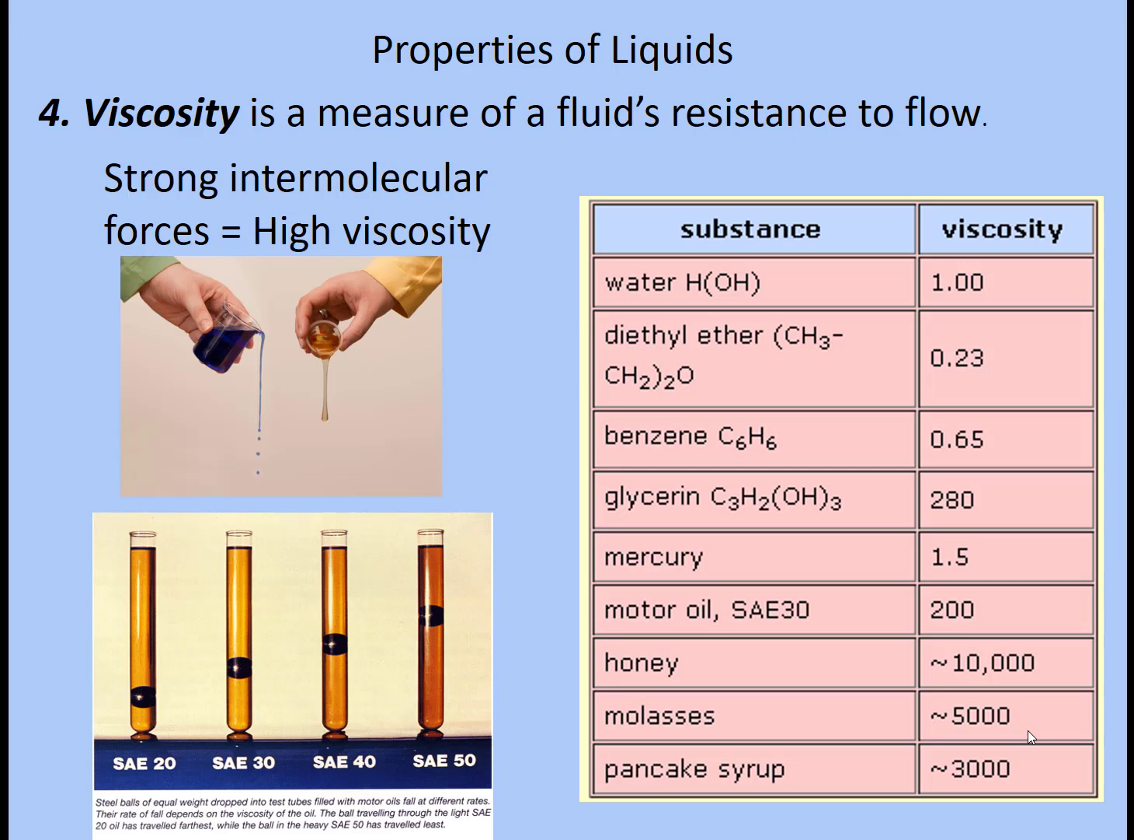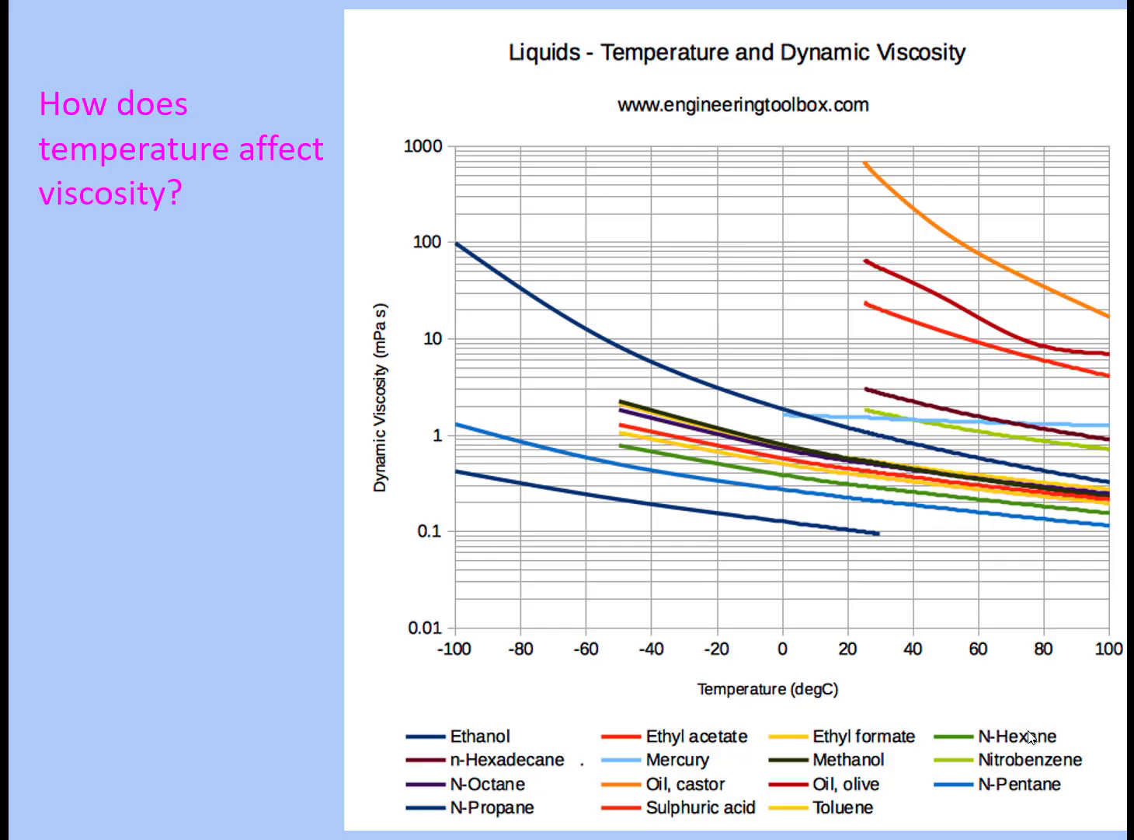Viscosity is a measure of a fluid's resistance to flow. If you have strong intermolecular forces, that means you have a high viscosity. So think of honey or molasses, which is really sticky, and that's because the molecules are quite large, so you have a lot of dispersion forces. How does temperature affect viscosity? The viscosity will lower, so it gets runnier, so to speak.